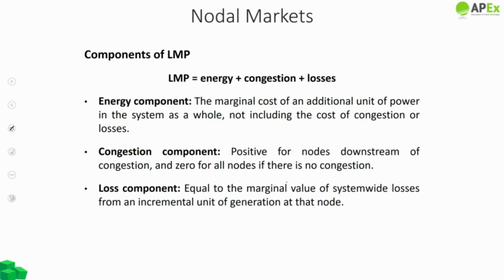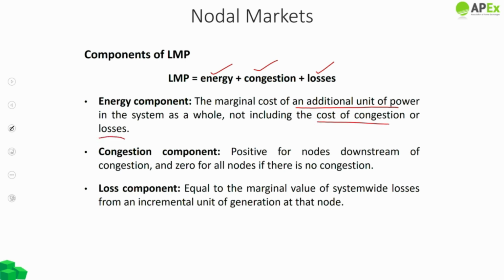As we have understood, the LMP at each node contains three components, that is energy price, congestion price and losses. We elaborate on these components one by one. First, we have the energy component, which is also sometimes called the system marginal price. It is the marginal cost of an additional unit of power in the system as a whole, not including the cost of congestion or losses.